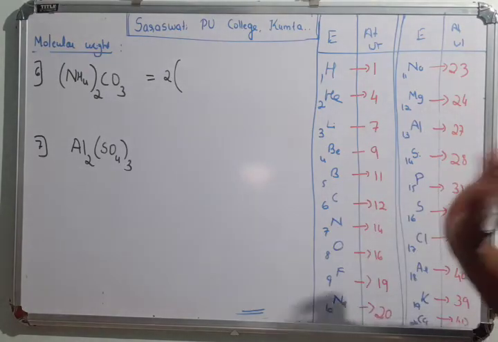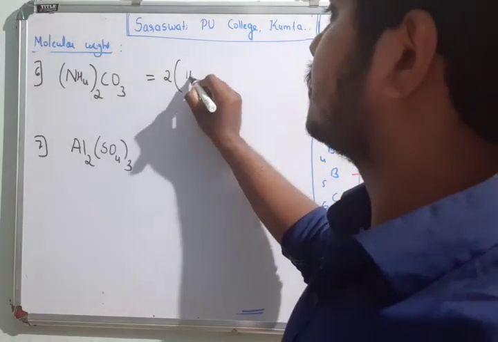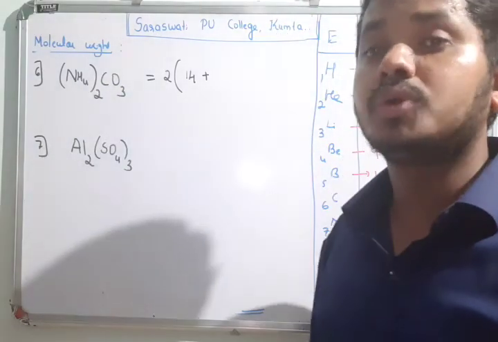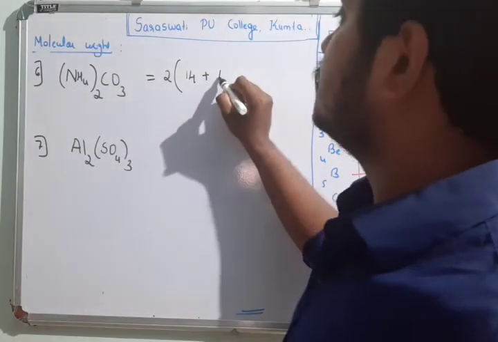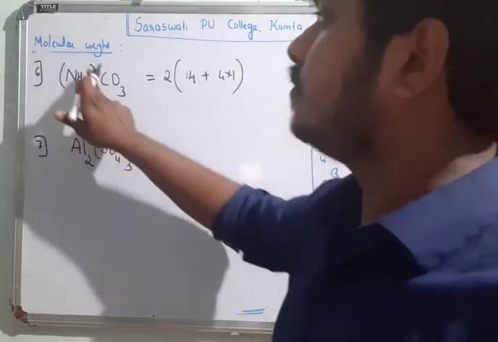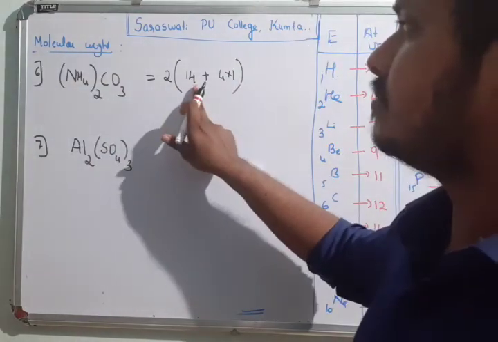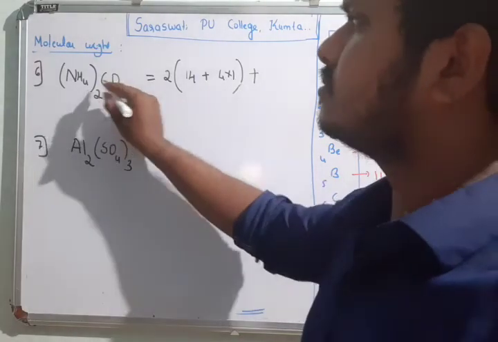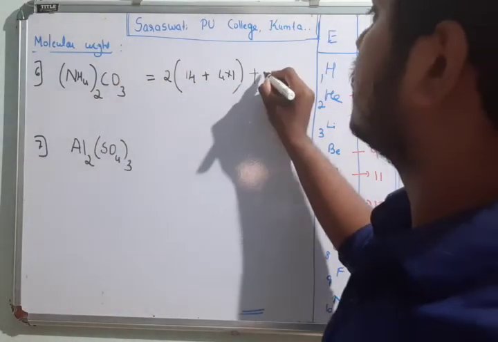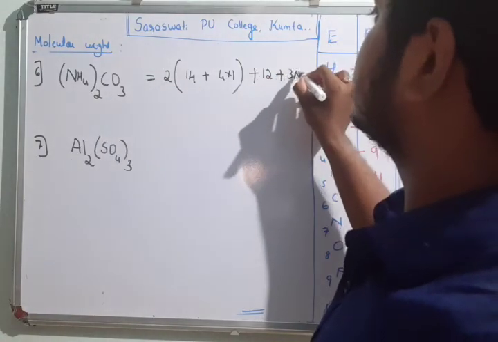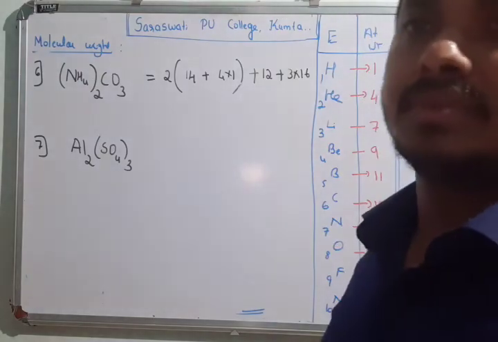Nitrogen's atomic mass is 14. So write 14 plus, but hydrogen is 4. What should be done? 4 into 1, its mass is 1. Now close the bracket. Everything should be there inside. You can see one nitrogen, 4 hydrogen, right? Plus, again you add, this everything should be multiplied. Carbon is 12 plus oxygen is 3 into 16. Got it?